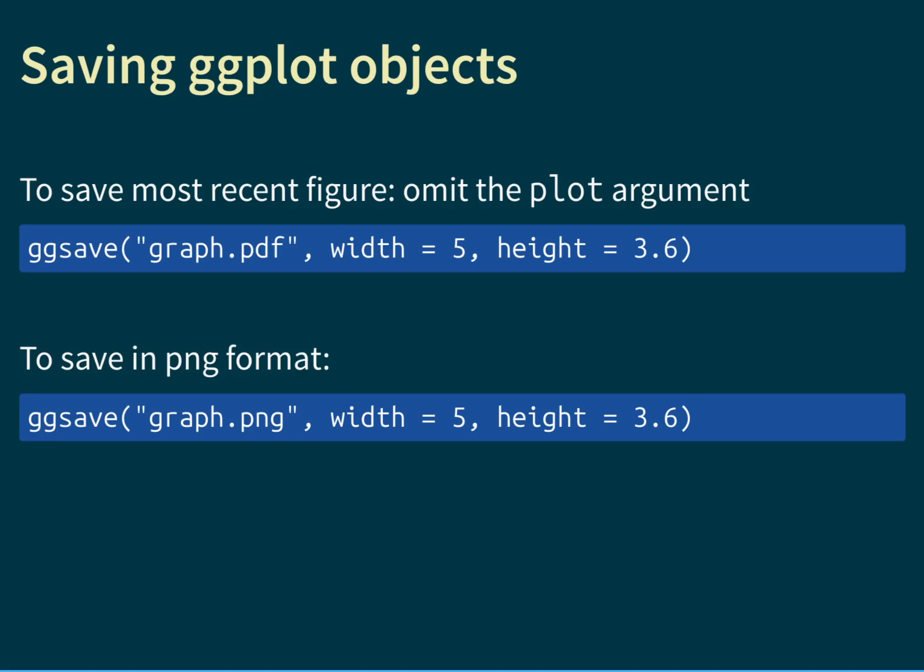Otherwise, if we want to save something that we've generated earlier, then we have to assign it to a variable and do what we've done in the previous slide. And finally, we do not have to save graphs in, for example, PDF format. We can save them in other formats. If we want to save it in PNG format, for example, then all we have to do is change the extension to the file. Instead of using .pdf in the file name, we use .png, and lo and behold, the file is going to be saved in PNG format.